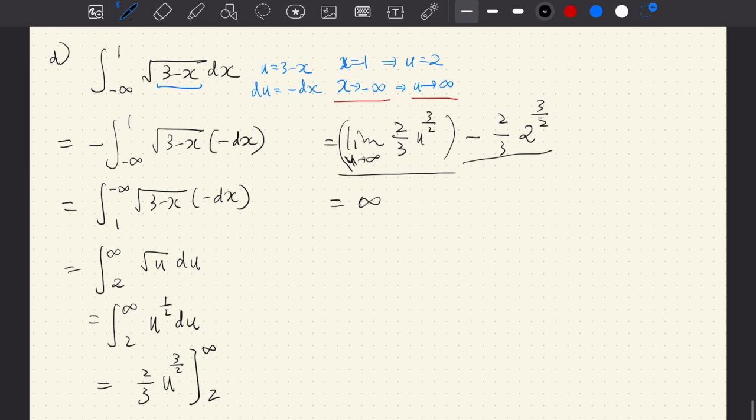Okay, so now let's move on to subproblem E. For subproblem E, we want to find the integral from negative infinity to -1 of e to the 1/x over x squared dx, okay? For this integrand, to do anti-differentiation, what we want to do here is use u substitution and see if it works, okay?